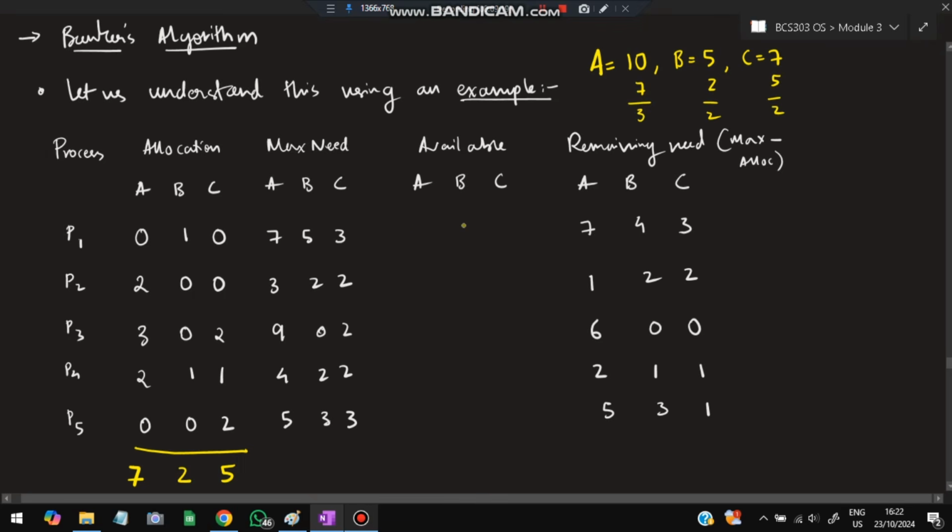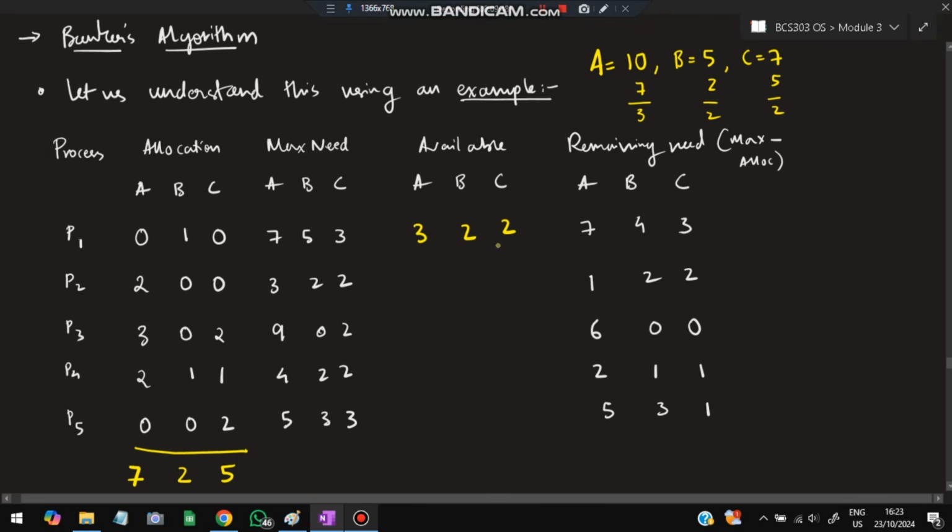So how many resources do we have available? 3, 2, and 2. Now very simple, what you have to do is check which of these processes I can execute with the available resources which I have. Can I execute this one? No, because 3 is here and 7 is here. I cannot execute. All of them should be satisfied. Even A's number should be satisfied, B should be satisfied, and C should be satisfied. Then only I can take it.